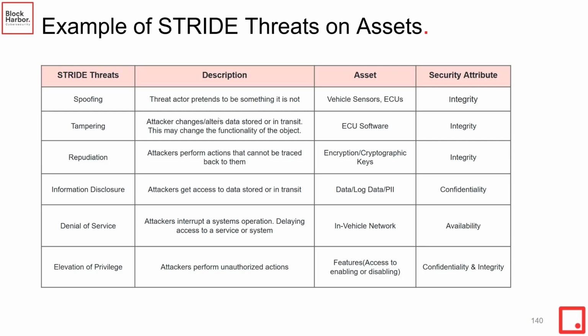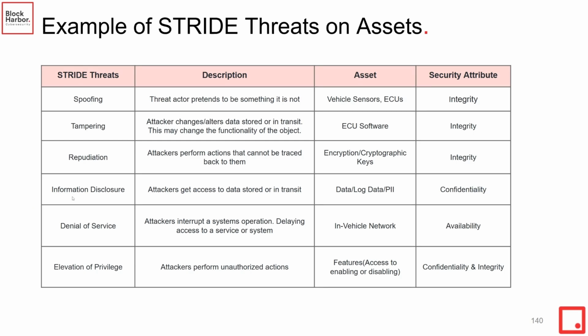Repudiation. Repudiation is when attackers perform actions that cannot be traced back to them. This threat can target systems like encryption keys or cryptographic logs. If attackers can alter or delete logs, they could cover their tracks, making it difficult to trace the source of an attack. The focus here is on maintaining integrity of logs to ensure accountability.